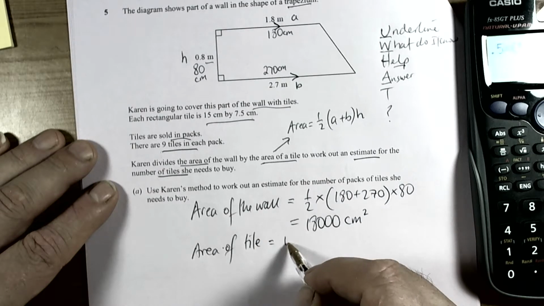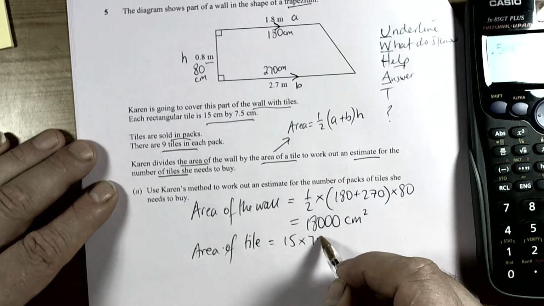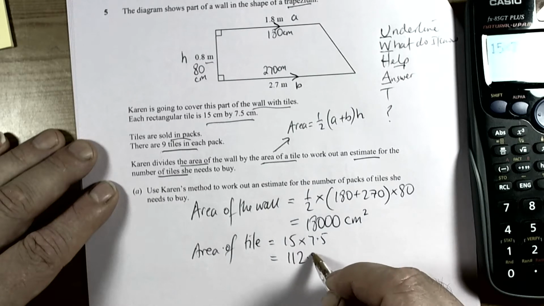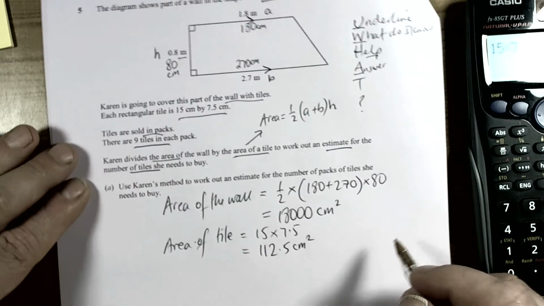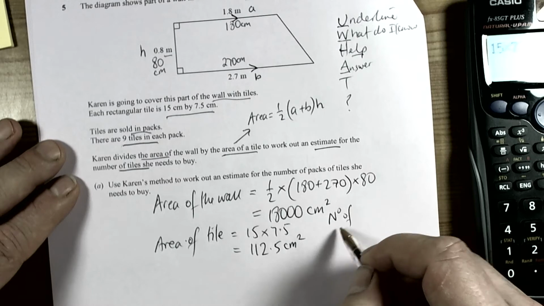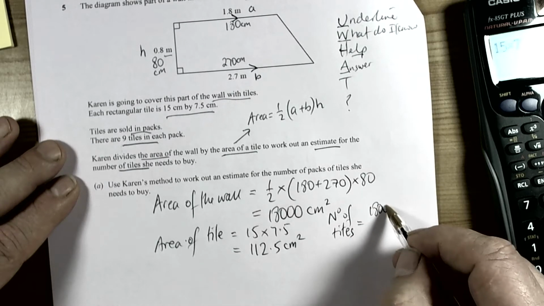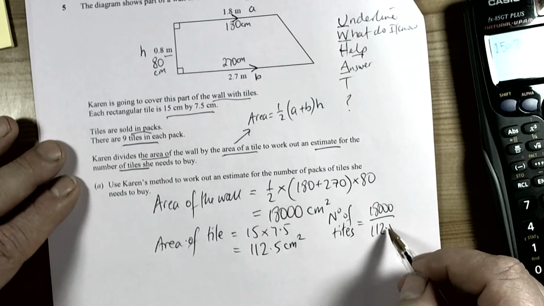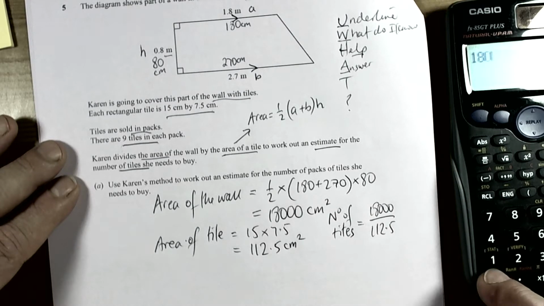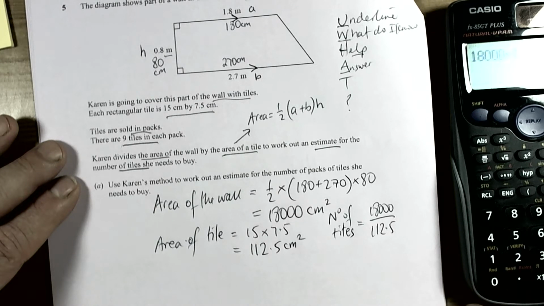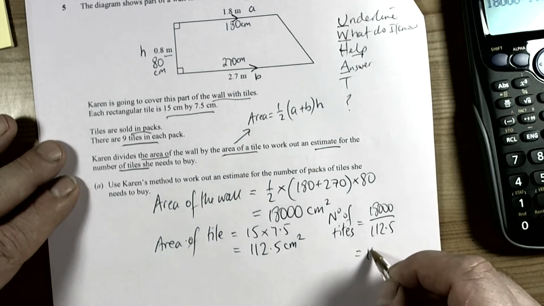So the area of the tile is 15 times 7.5. So 15 times 7.5, so 112.5 square centimetres. So number of tiles is going to be the 18,000 divided by 112.5. So 18,000 divided by 112.5, so 160 tiles.